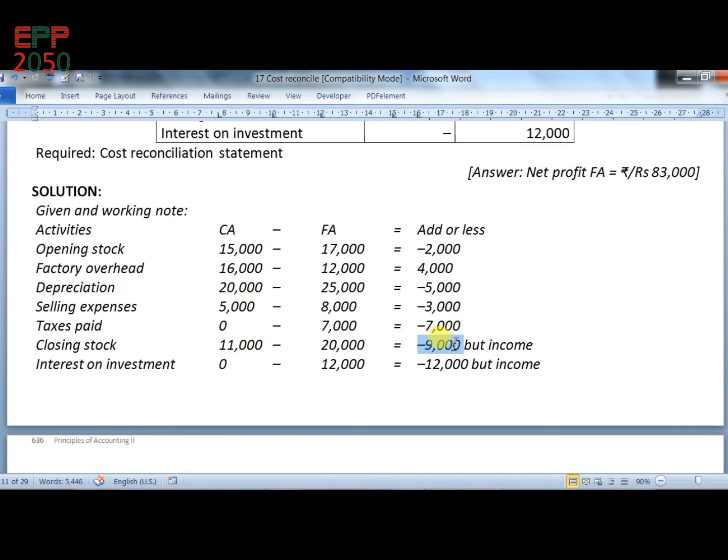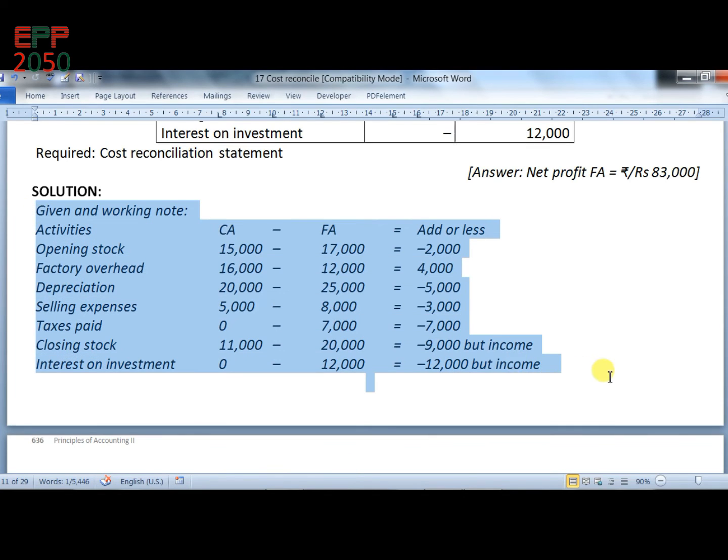If our calculation is in minus, we should write down plus. That means it is recorded as an add item. If our answer is minus, we should write it as an add item. If our answer is in plus, we should write down minus. So, if there is income, we record it on the opposite side. Means, if the transaction is minus, we record it as plus. If the transaction is plus, we record it as minus. So, these are our tricky rules for the cost reconciliation statement. Now, go for the solution part.